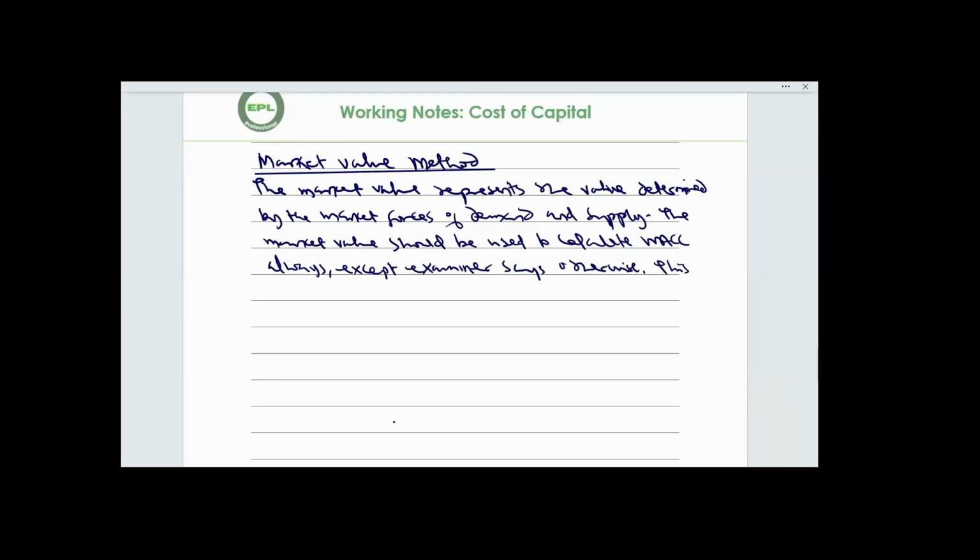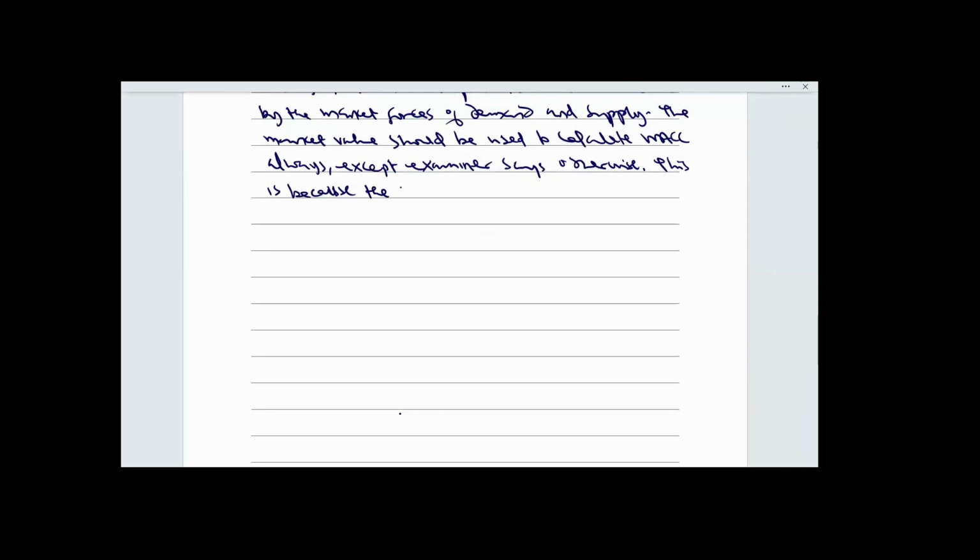This is because the market value usually reflects the prevailing market condition and is more realistic relative to the book value.